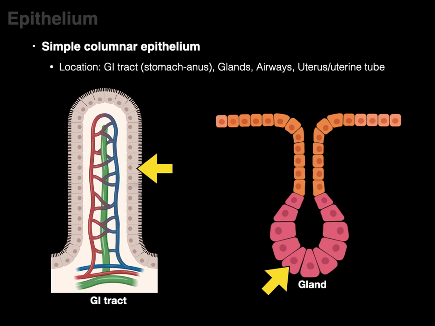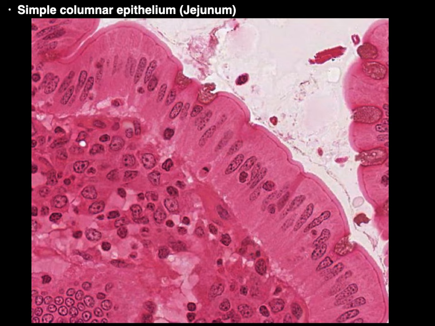And here's the base of a gland, whereas often you see simple columnar at the base of the gland, simple cuboidal along the duct. All right, let's take a look at an H&E stain of one little section of the jejunum, part of our small intestine. There you can see a nucleus. So we superimpose the cell membrane around the outside of that nucleus.